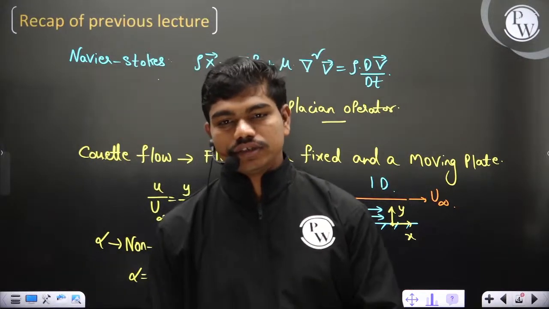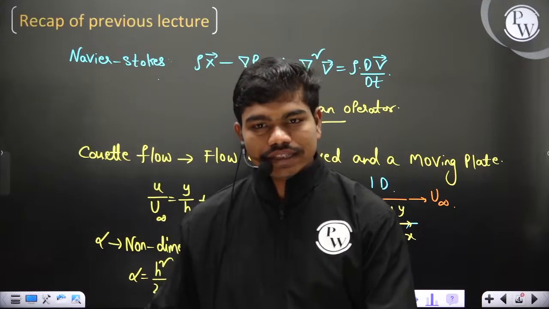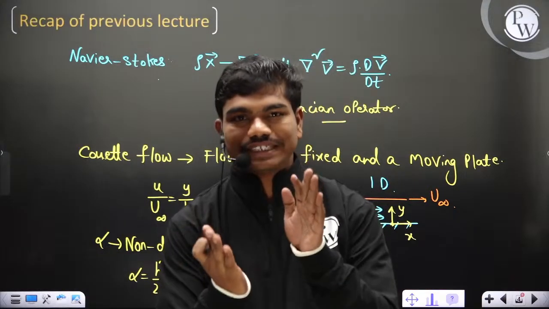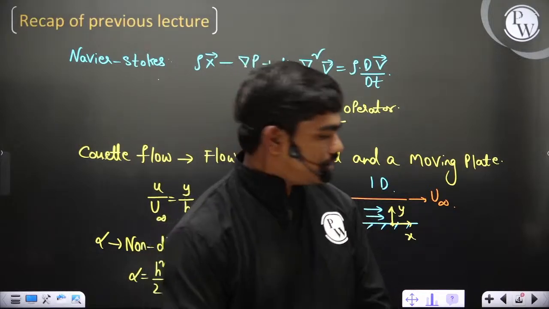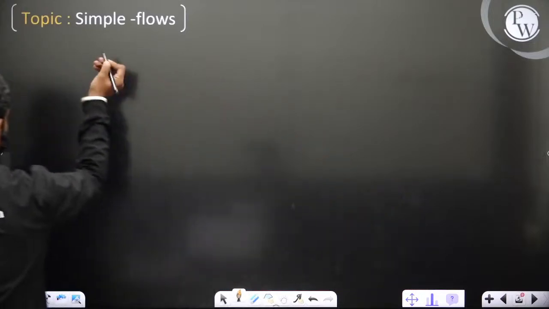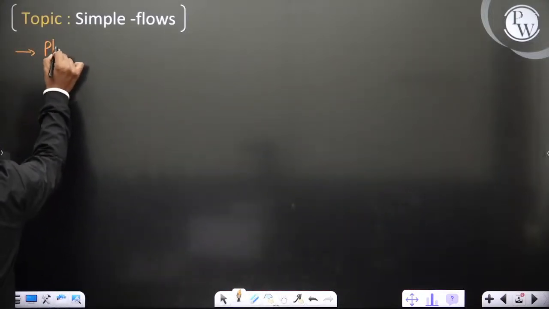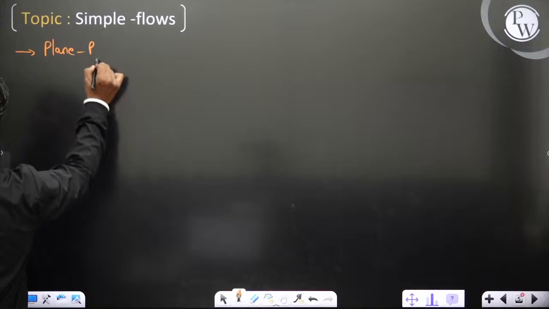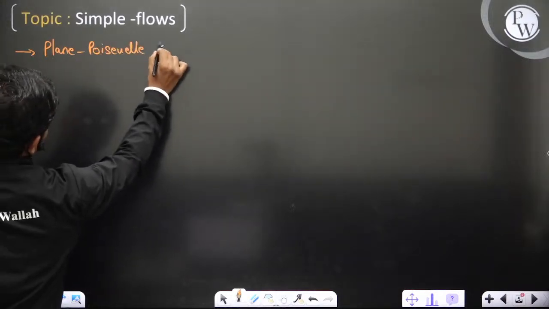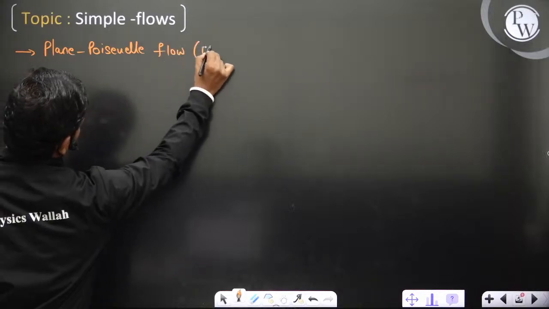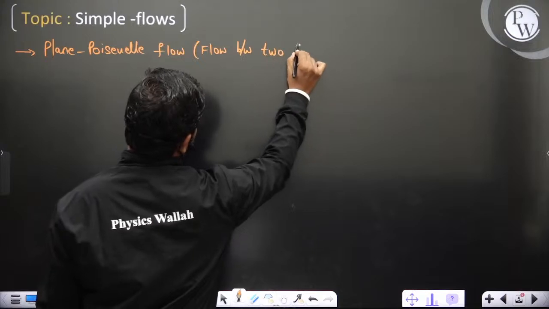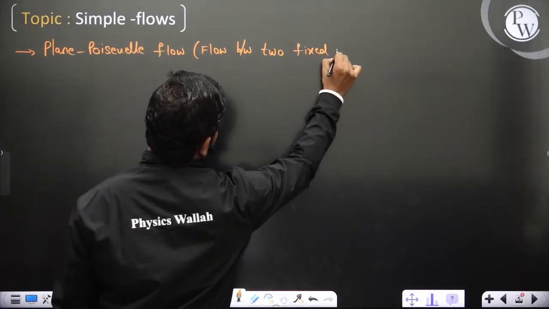Is everything clear till here? If things are clear, then we will advance our analysis for the plane Poiseuille flow, which is flow between 2 fixed plates actually. Okay, now let's start this plane Poiseuille flow. After plane Poiseuille, I'll start flow through pipes, which is Hagen-Poiseuille flow. Okay, so this is plane Poiseuille flow, which is flow between 2 fixed plates actually.